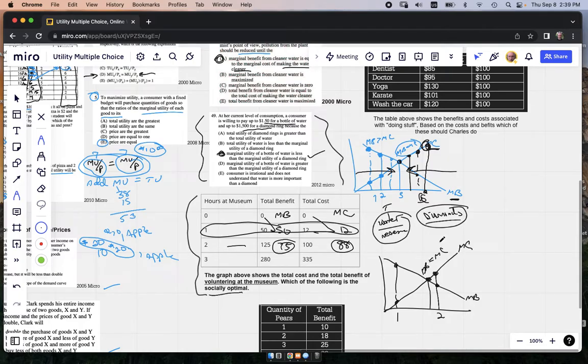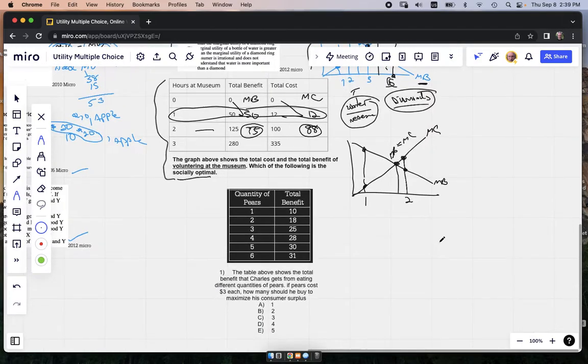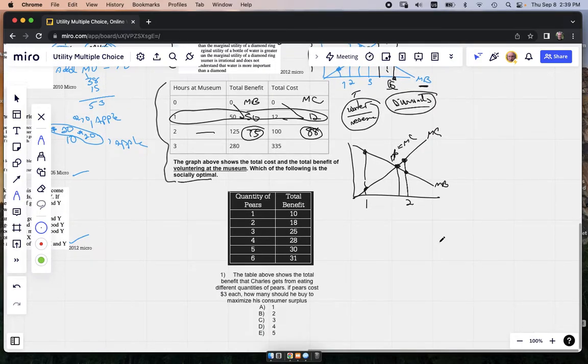All right, let's go down a little bit further. Same kind of question. I'm going to let you read that for just a second. I'll read it. The table above shows the total benefit that Charles gets from eating different quantities of pears. If pears cost $3, how many should he buy to maximize his consumer surplus? Don't worry about the consumer surplus part. But if they give you a total benefit and they want to know how many you're going to eat, first of all, we have to find marginal benefit.